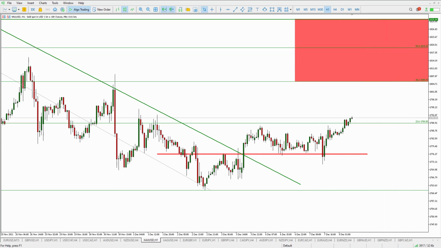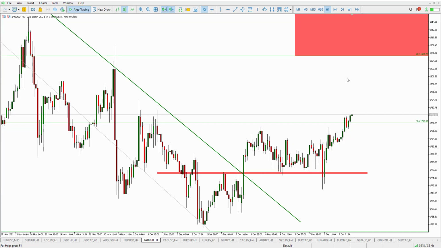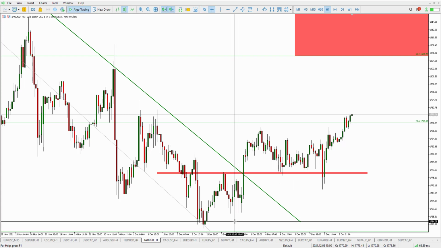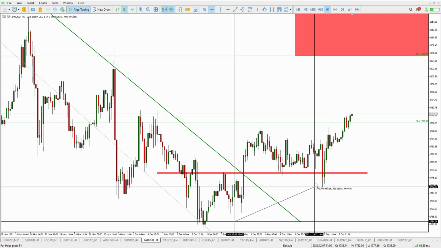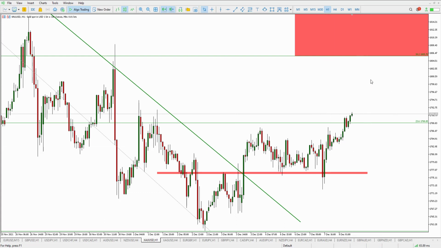It really depends on what lot size you're going to use, but then you can calculate how much of a profit you can make on this position. Okay, so also for our members who are holding those long positions, you can now move your stop loss to below this low right here and expect price to continue higher.